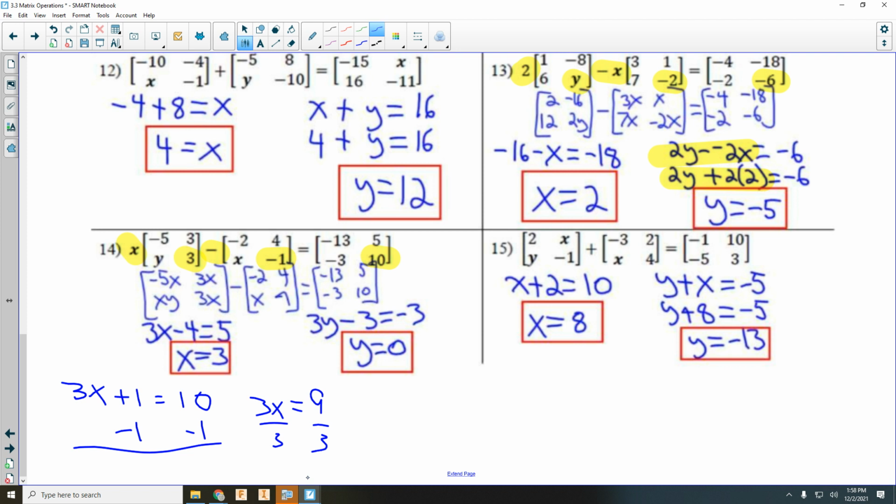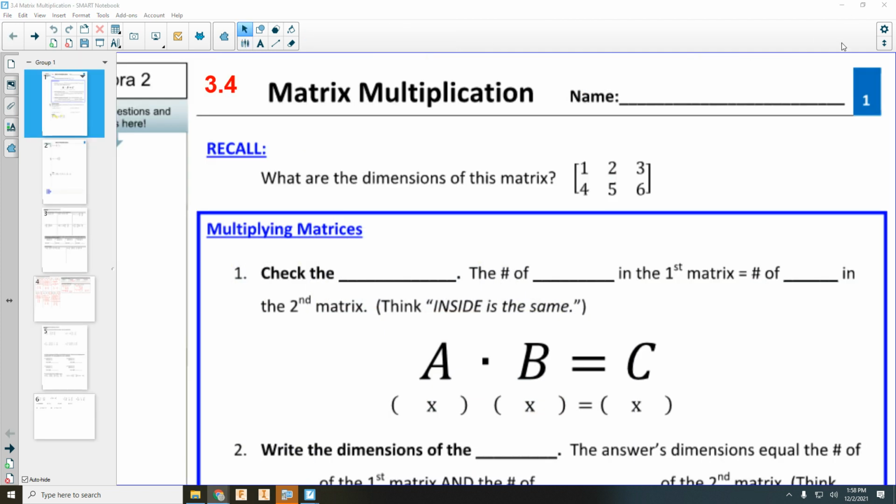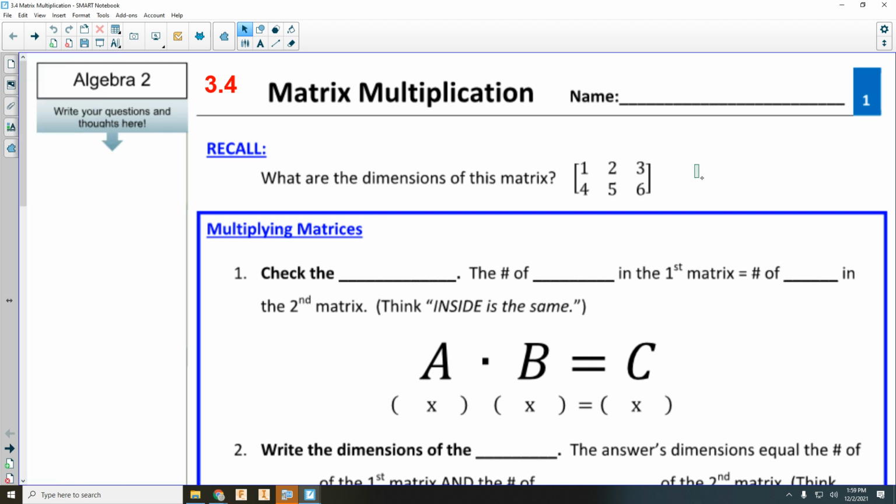Next, we need to look at matrix multiplication. And we'll spend a few more days on multiplication than we did on addition. And again, make sure you have a graphing calculator, because we will want to use that. All right, that first matrix there, what are the dimensions of that matrix? 2 by 3. Yes, it's 2 by 3.